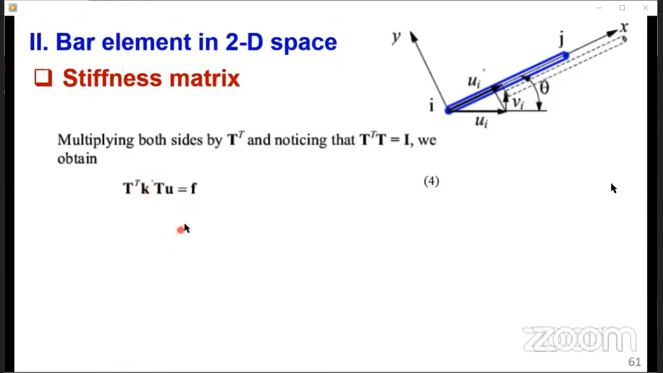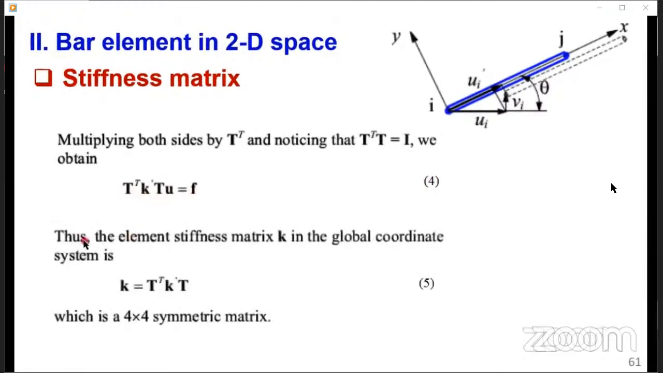Now, remember the form of our global finite element equation, or even the elemental finite element equation. We say F is equal to KU. We have this U, this is the F here, so all this is K. And therefore, the elemental stiffness matrix in the global coordinate system, K, is equal to T transpose K prime T.